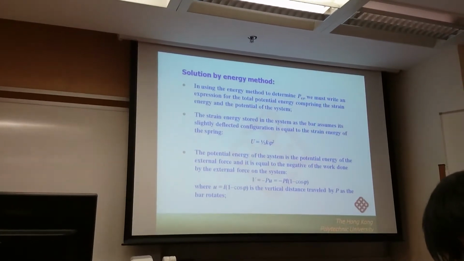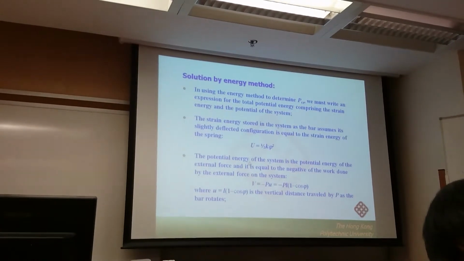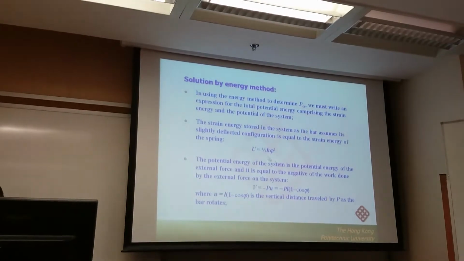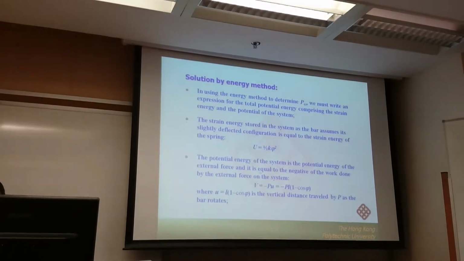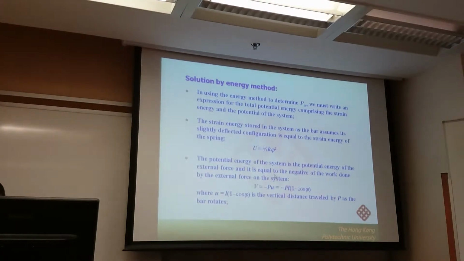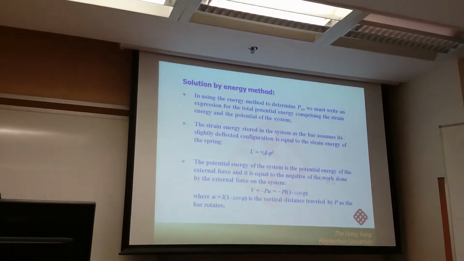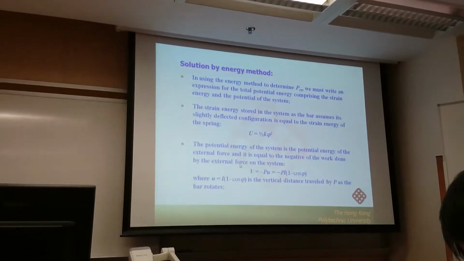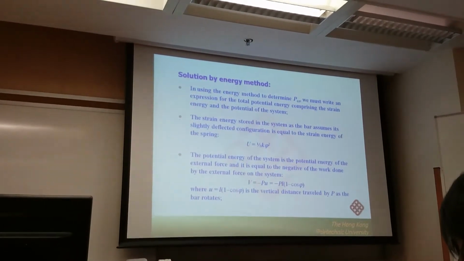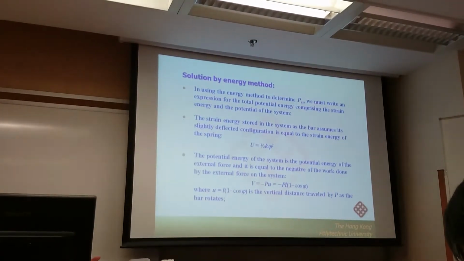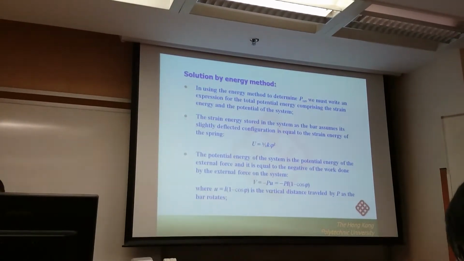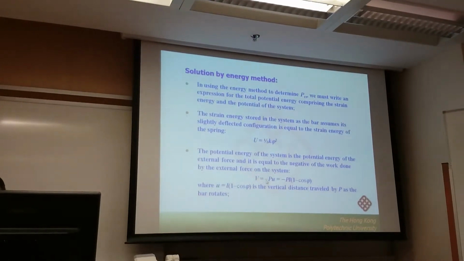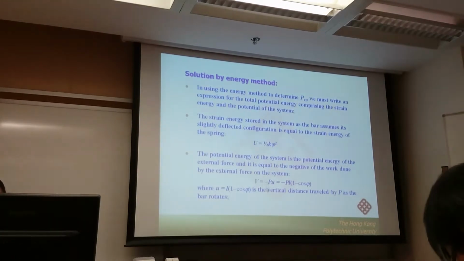And then we try to obtain the potential due to the external force. So please look here. The potential energy due to the external force is equal to the negative of the work done by the external force. So you just need to obtain the work done by the external force and then add a negative sign, that's all. But when we calculate the work done by the external force, please understand here we do not have the coefficient 1 over 2.